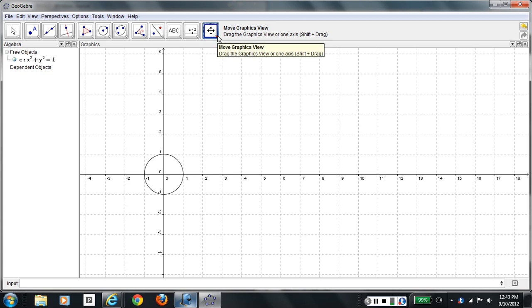Now, there's one version of GeoGebra, I think this might be one of the new ones, where it looks a little different up here. Some of the worksheets had this and some didn't that I saw that were turned in.